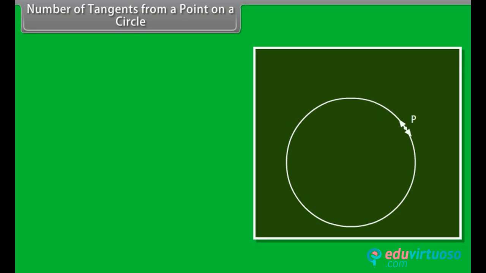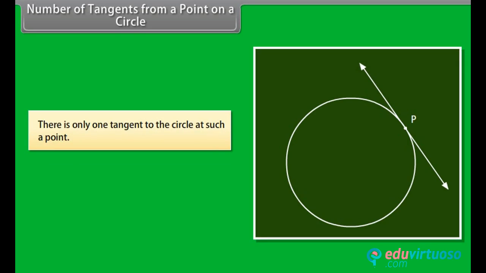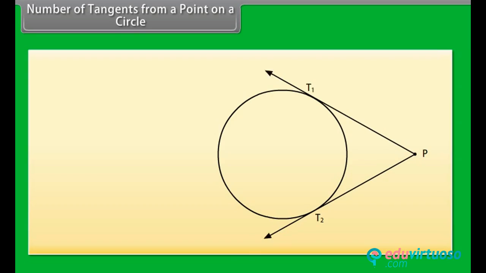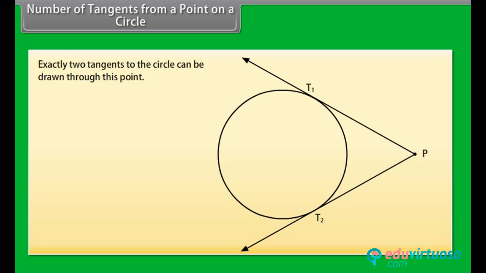The other case is to take a point P on the circle and draw tangents through this point. We can observe that there is only one tangent to the circle at such a point. Finally, take a point P outside the circle and try to draw tangents to the circle from this point. We can find that exactly 2 tangents to the circle can be drawn through this point.